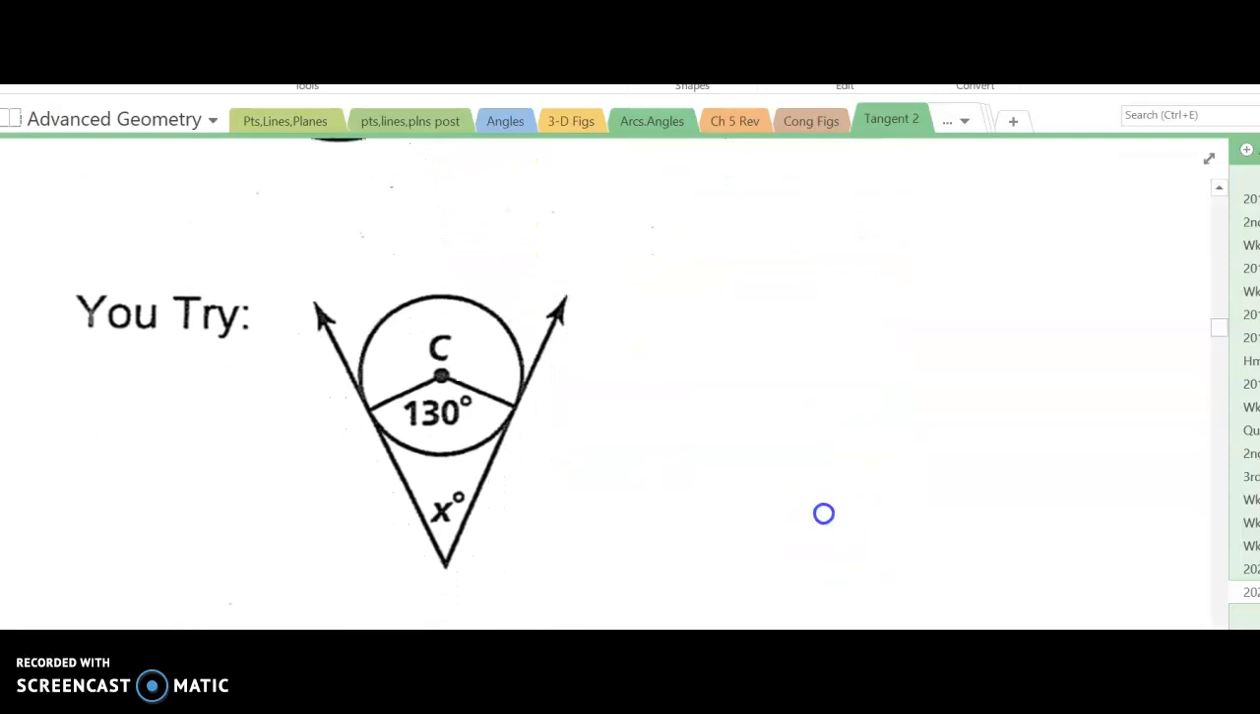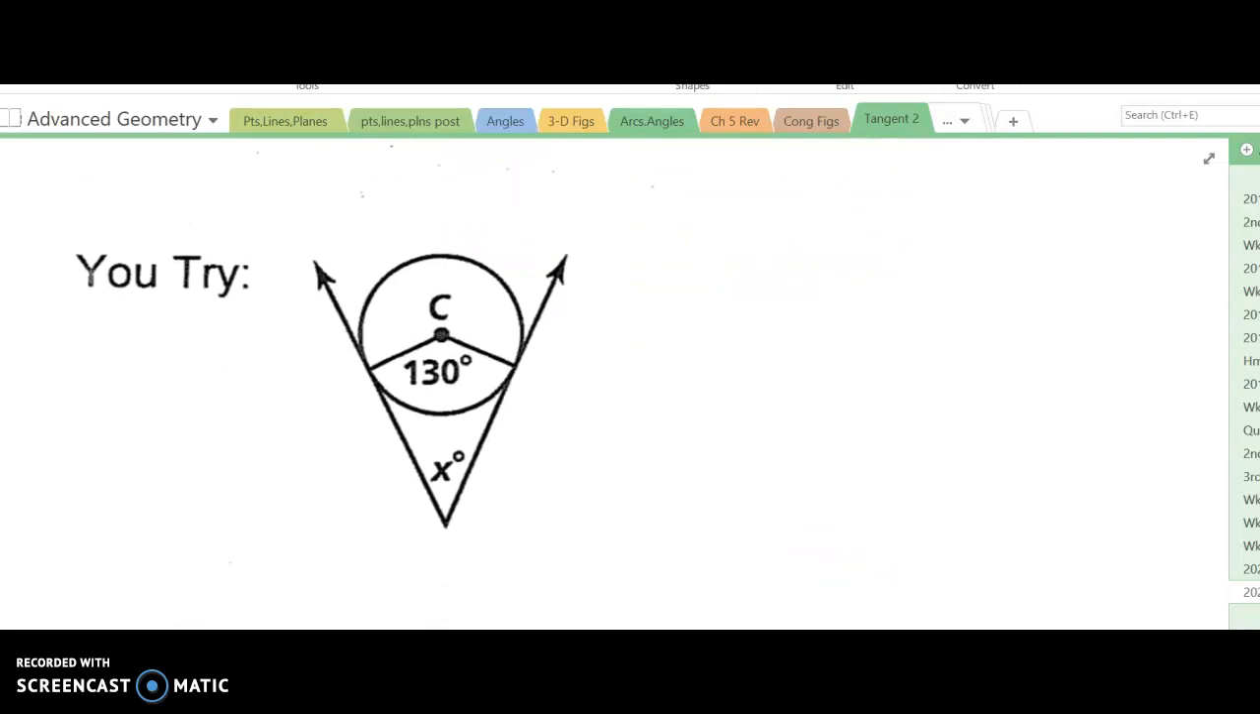Okay, so you try, pause the video. Notice this one is not a triangle. You've got some kind of kite-like shape. But the key to this problem is thinking about how the radius and the tangent line form a 90-degree angle. On this one, I have 2 radii and 2 tangent lines. So I've got a 90-degree angle there, and a 90-degree angle over there on the left.